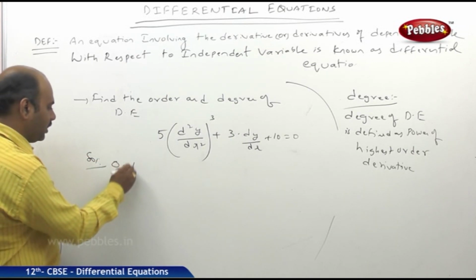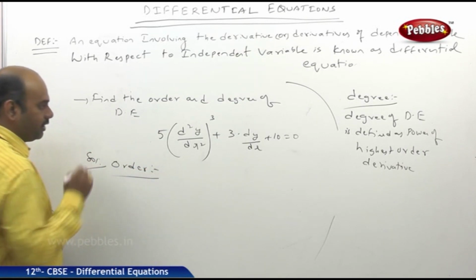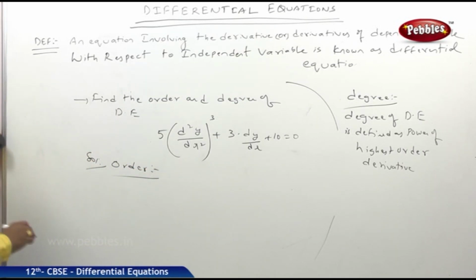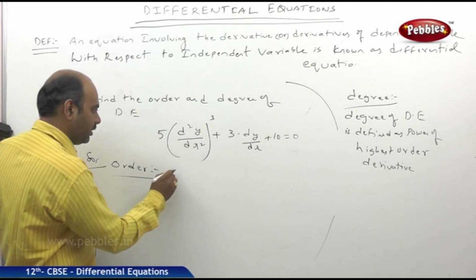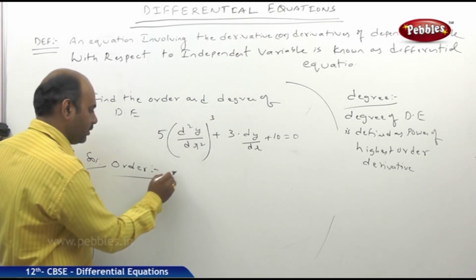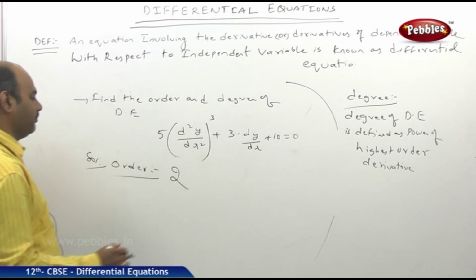How will we write the order? Order means the highest derivative involved in a differential equation. What is the highest derivative involved in this differential equation? It is d square y by dx square. So its order will be 2.